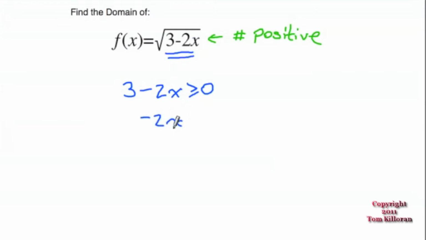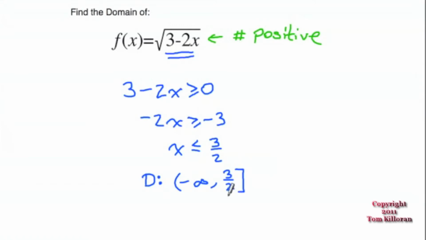And then just solve this inequality, and you get negative 2x is greater than or equal to negative 3. Then divide both sides by negative 2, and remember to flip the inequality because you divided by a negative, and you get x is less than or equal to 3 halves. Now this one I prefer writing in interval notation. So the domain of this function f goes off to negative infinity and stops at 3 halves. And it's an equal-to situation, so it's a bracket. So there's the domain of f of x.